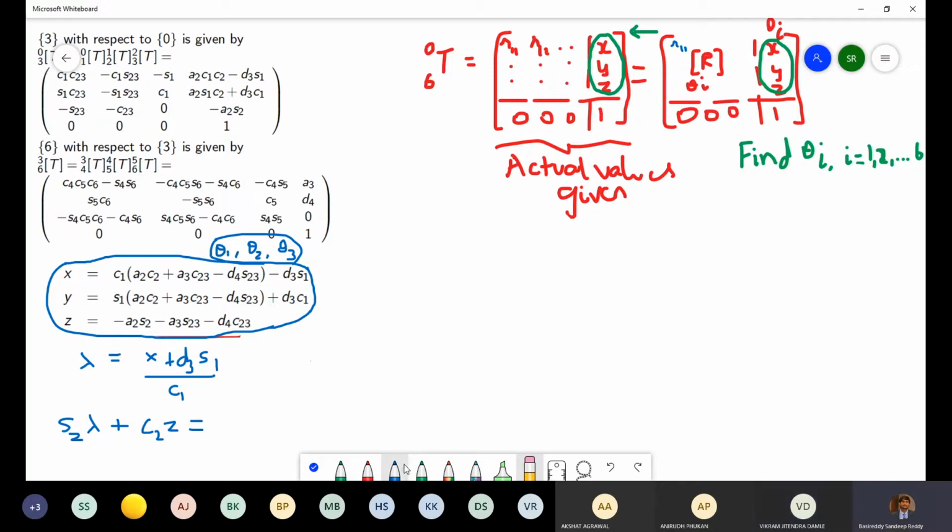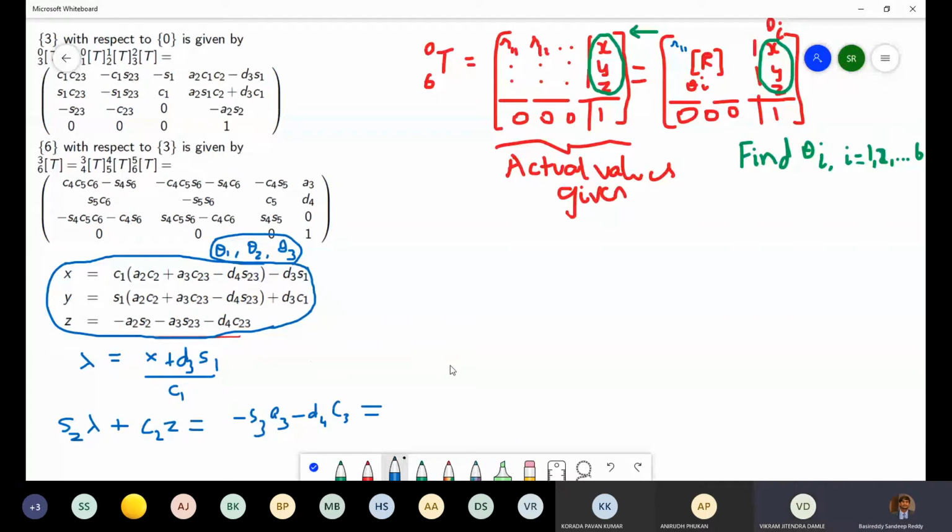Okay, what is the coefficient of A2? A2 is 0. Okay, and A3 is? Minus S3. So minus S3 into A3, minus D4 into C3. Now, what will this be equal to? We already have the expression for lambda, but this is S2, right? We don't have S2. Yeah, it's S2.